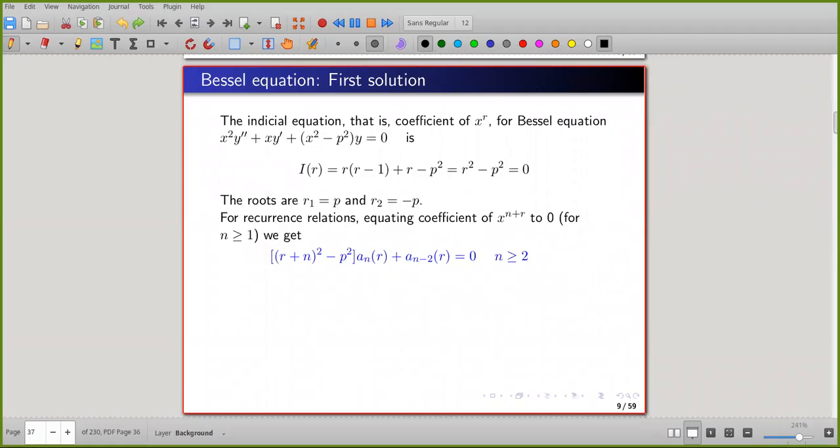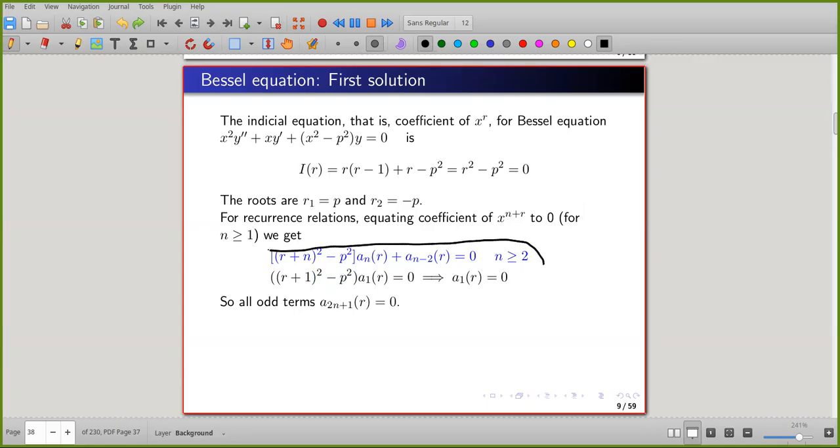And how do we get the recurrence relation? We equate the coefficient of x to the n plus r to 0. So these are the two equations that we get: this is the one for n equal to 1, and for n greater than or equal to 2, we get this. These are the recurrence relations we get.